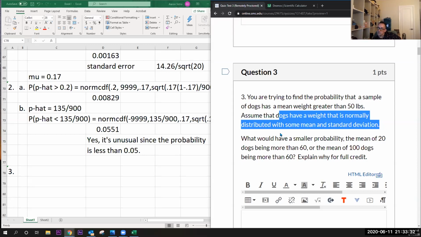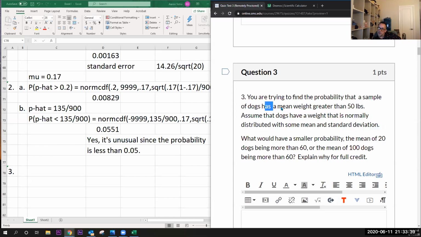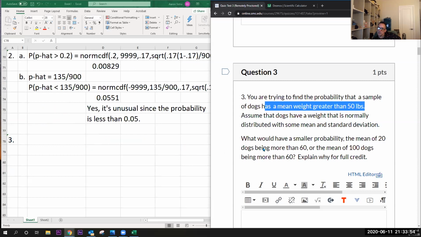All I did was give you a sample of dogs that has a mean. You're trying to find the probability that a sample of dogs has a mean weight greater than 50. What's the probability that the mean weight will be greater than 50? Greater than 50, it's a right-tailed test. Do you see that? Because it says greater than 50. So imagine a normal curve, and then you have 50 somewhere, and you're shading to the right.